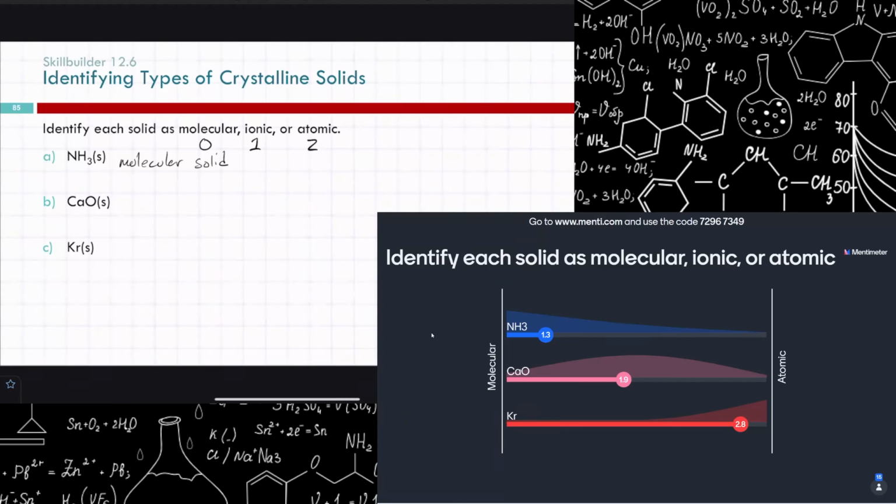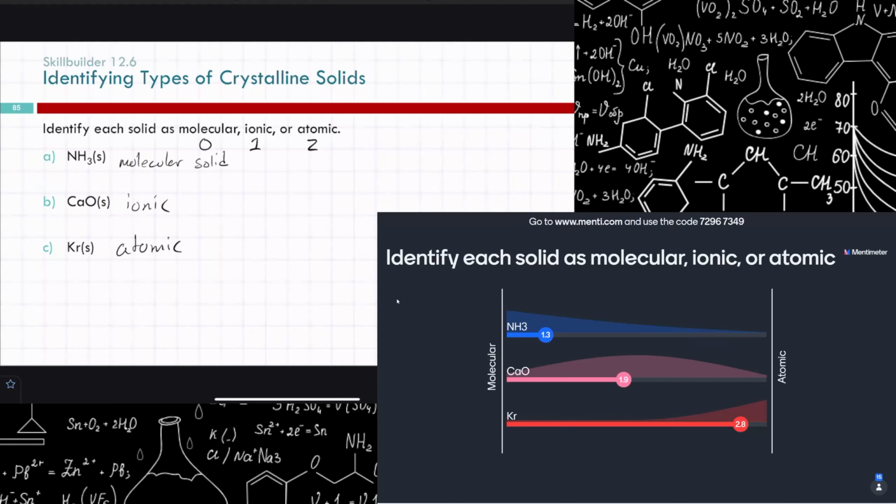And I guess the thing that distinguishes it from being an atomic solid is that it's made up of more than one type of atom. So an atomic solid is only going to be made up of one type of atom. For a second one, again, we identify first, are there any metals? And here we do have a metal. This is calcium, and it's bound to a nonmetal, which is oxygen. So it's going to be ionic. And then as I mentioned with the first one, here we only have a single type of atom. So that is going to be an atomic solid.